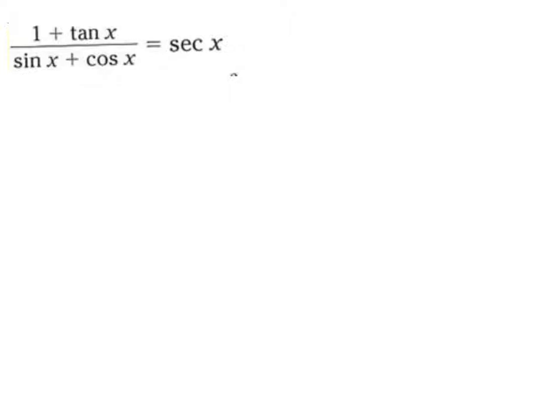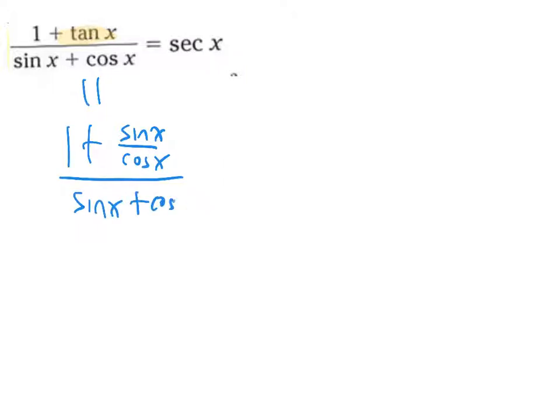One of the rules of thumb that we'll use is to always take things that aren't sine and cosine and try and turn them into sine and cosine unless something else presents itself. In this case, for instance, I'm going to take the tangent of x and turn it into sines and cosines. So we'll work with the left-hand side. So we have (1 + sin x / cos x) all over (sin x + cos x).